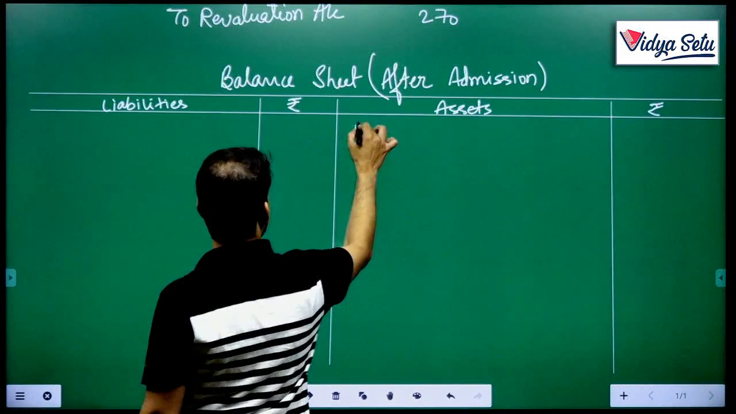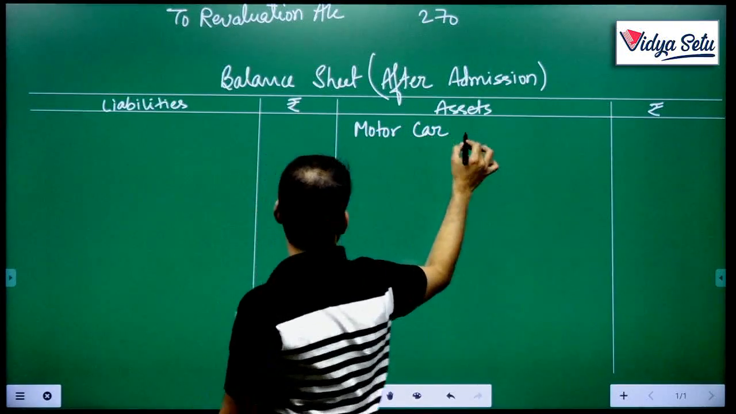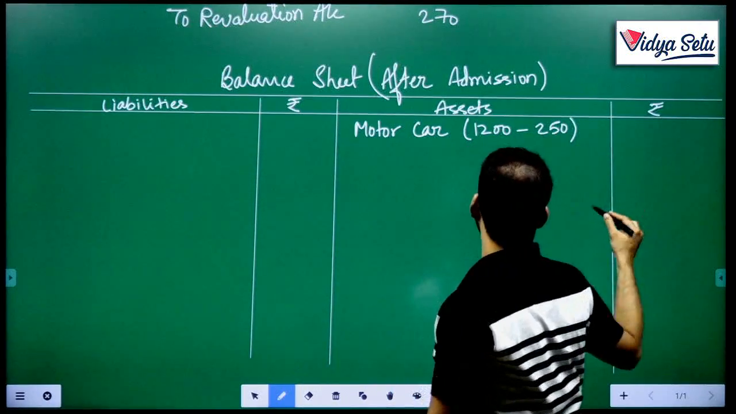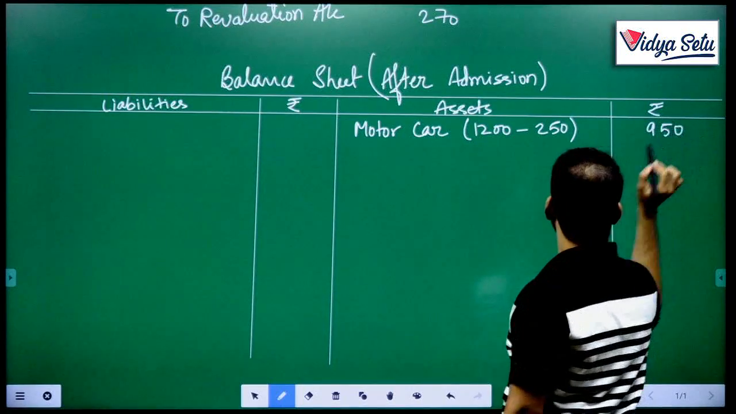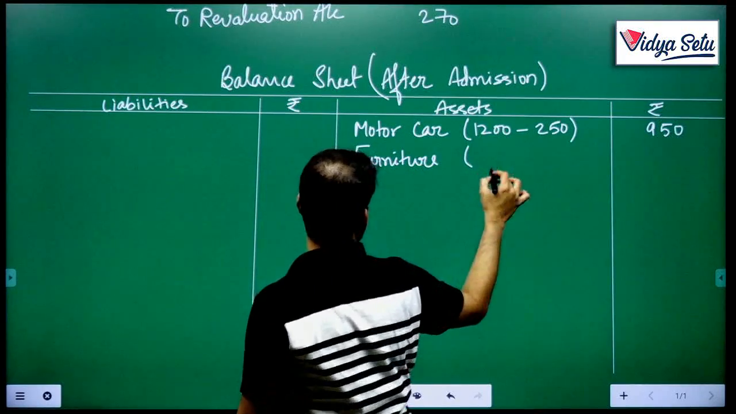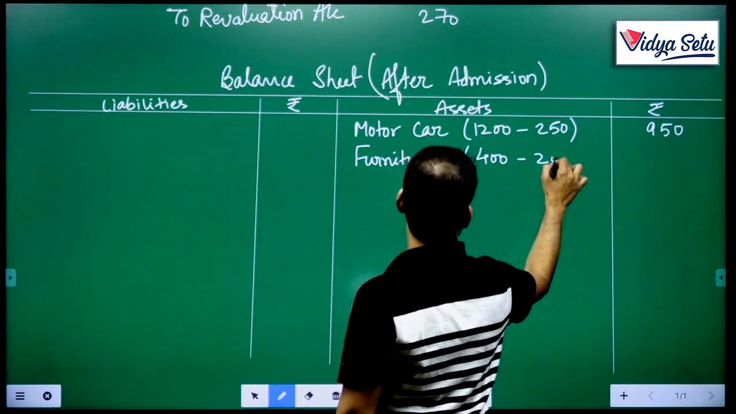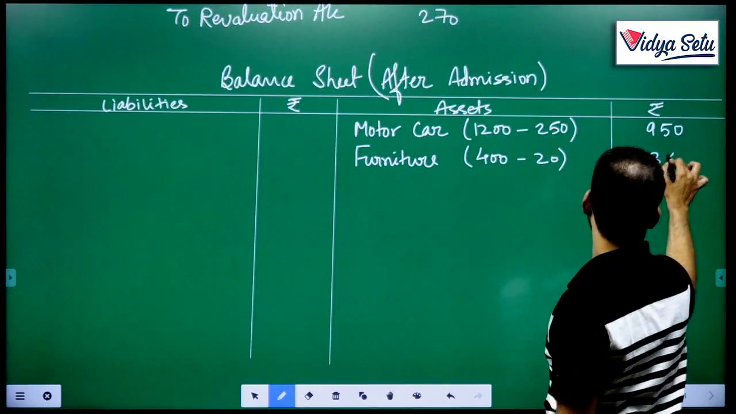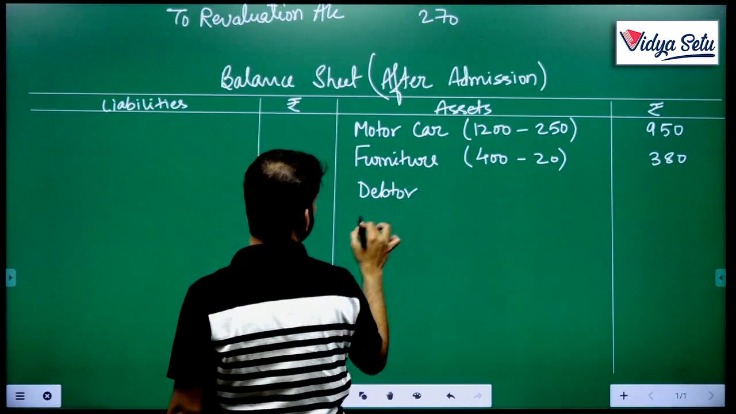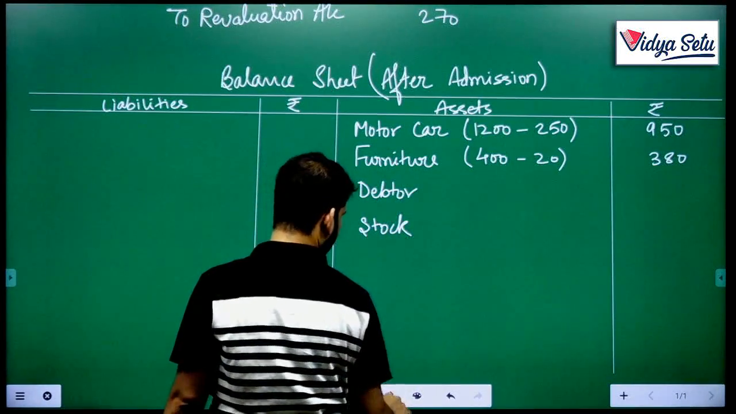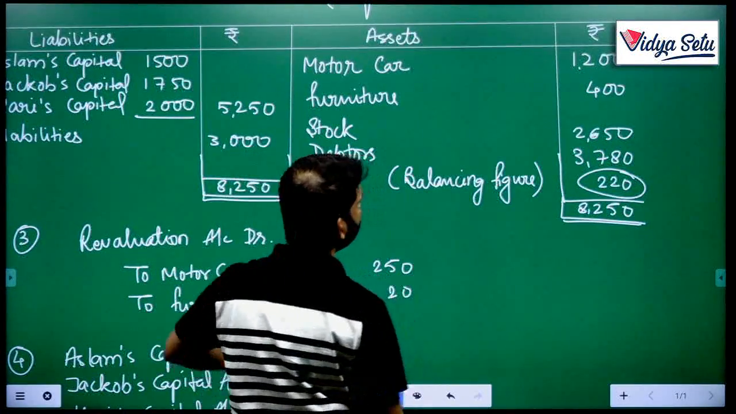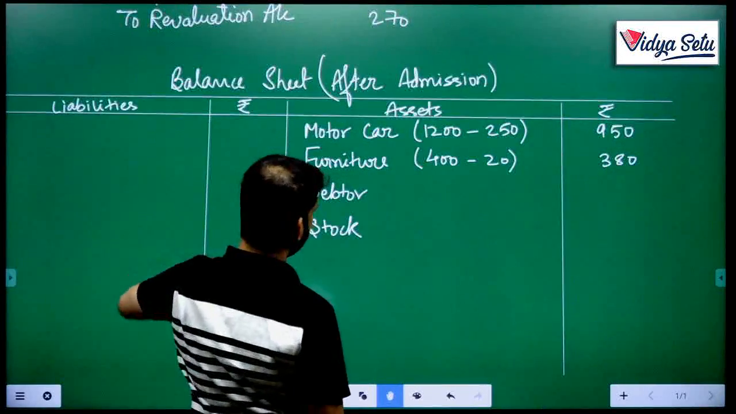So, motor car, earlier it was for 1200, but it was revalued to the extent of 250. So now it's 950. Furniture, earlier it was of 400, but 20 rupees revalued to 380. Okay. Debtors and stock had no change. Okay, what was it before? Debtors were 3780 and 2650.